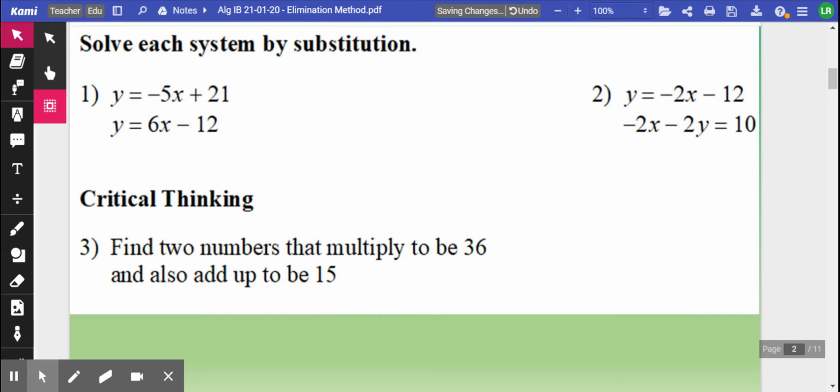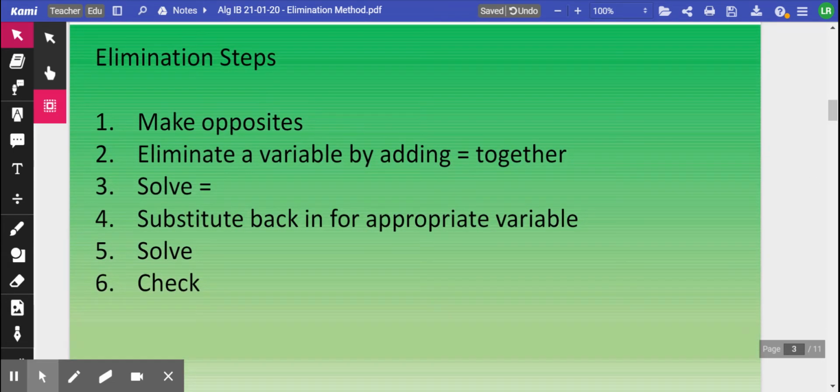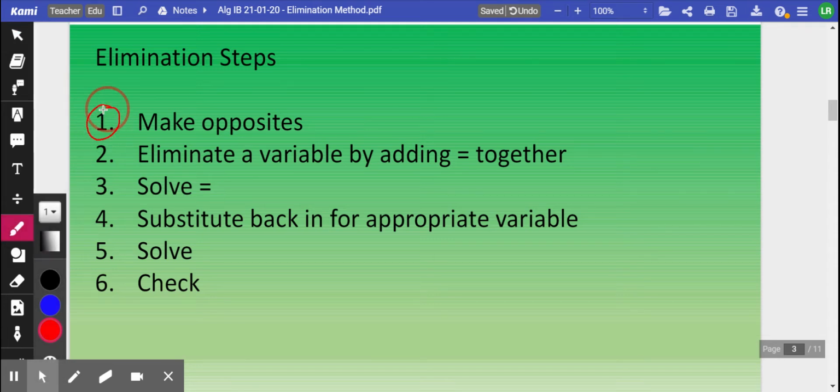All righty. Now, today, my young grasshoppers, we are going to be working on elimination. Okay. One of the key components of elimination is step one, and that is the part where we make opposites. Make sure you're writing this stuff down. If you need to pause, if I get done too early, just pause it and finish writing. But we need to make opposites, and I'm going to show you.